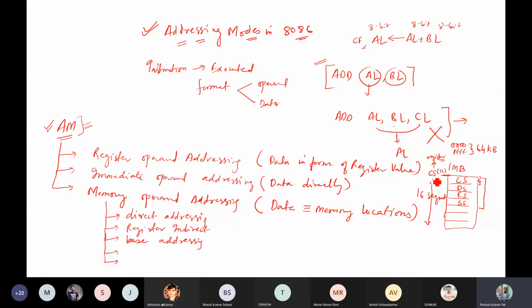Similarly, the data segment is 64 KB of locations, but its starting address is given by the data segment register. These code segment, data segment, extra segment, and stack segment registers are called base registers. That means if we find the memory location with the help of these four base registers, that type of memory accessing is called base addressing. So that memory access is the base addressing mode.